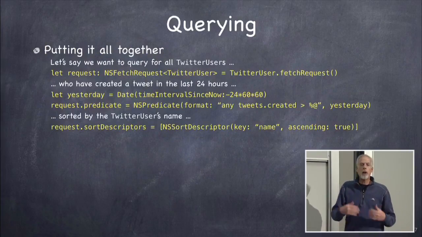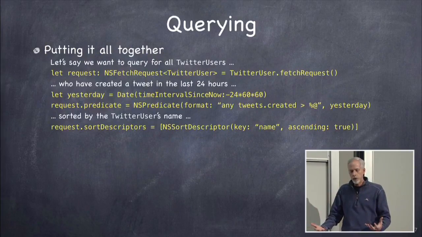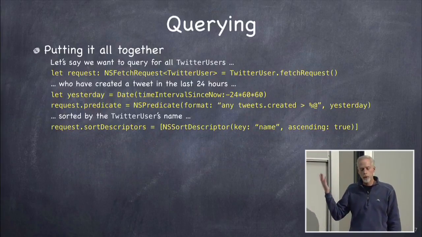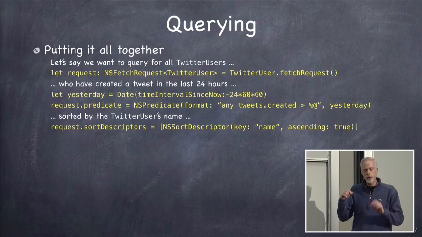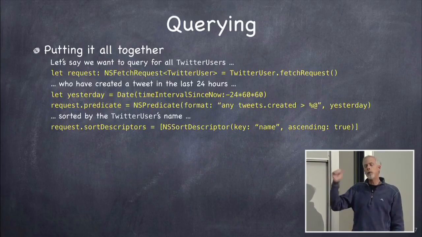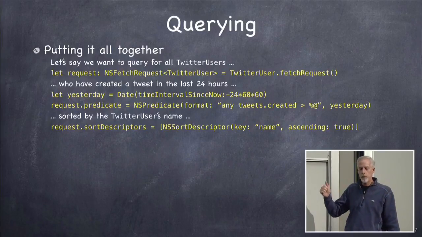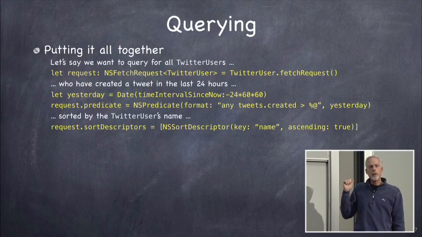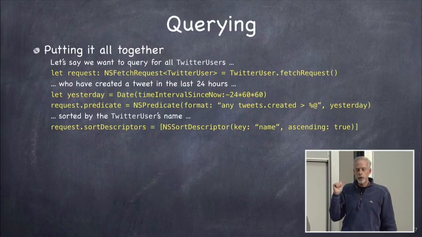All right, so let's put it all together now to create our fetch request. I'm going to create, in this case, a Twitter user fetch request. So I'm saying fetchRequest<TwitterUser> equals TwitterUser.fetchRequest. Then I'm going to create a time, which is yesterday. It's actually not, it's 24 hours ago. Time interval since now, minus 24 times 60 times 60, that's 24 hours ago. And I'm creating a predicate that says, find me any Twitter users that have a tweet that's created before yesterday.